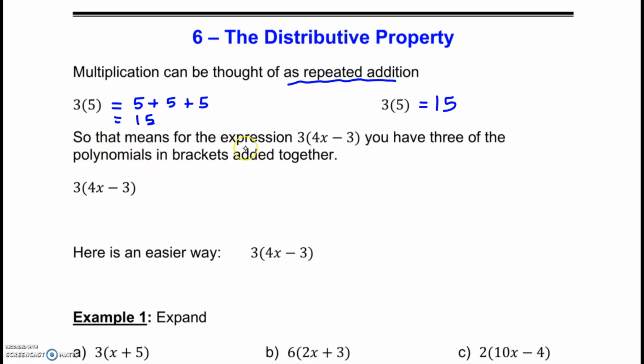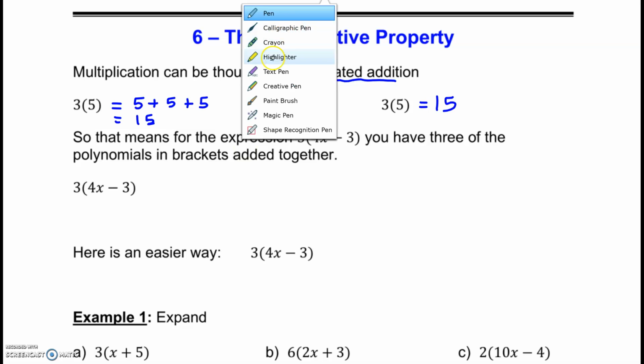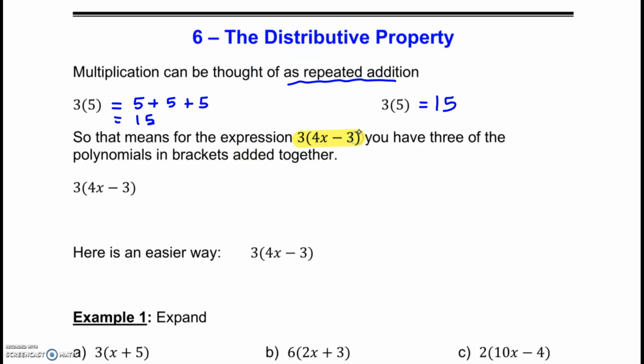So let's see what that means for an expression like 3 times 4x minus 3. That means we're going to have 3 of the polynomials in the brackets added together. So what would that look like? If I have 3 4x minus 3's, that means I'd have 4x minus 3 plus 4x minus 3 plus 4x minus 3. And we know how to solve adding binomials.